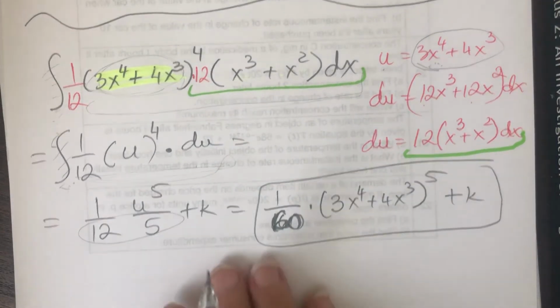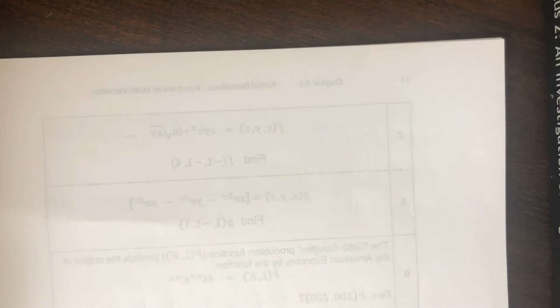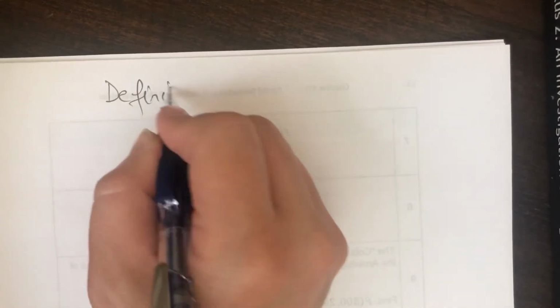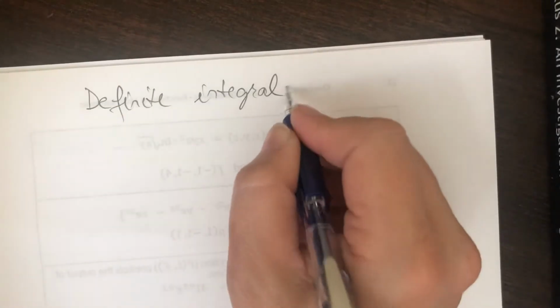Okay, now let's try a couple definite integrals. I'm going to give you just one problem. And then the next one, or the next couple ones, we'll make it a story. So here it is. We want to find definite integrals using substitution.